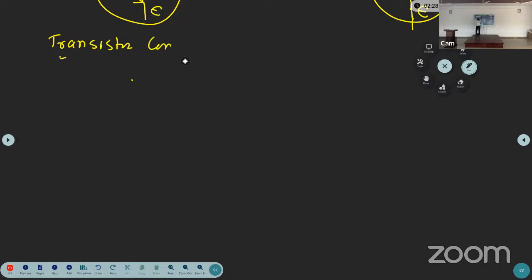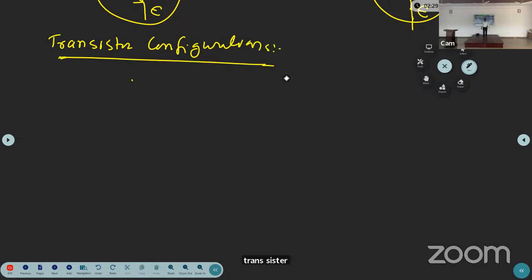Transistor configuration. Next, put the heading: transistor configurations.